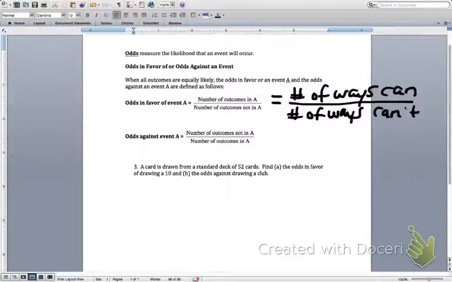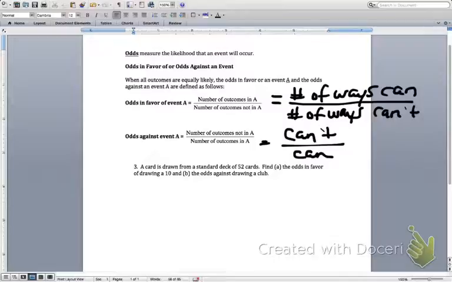So instead of probability, where it's the number of ways you can over the total number, we're now looking at the number of ways you can over the number of ways you can't. Odds against are just the reciprocal. So the number of outcomes not in A, meaning the number of ways you can't do it, over the number of ways you can do it. So let's look at an example.